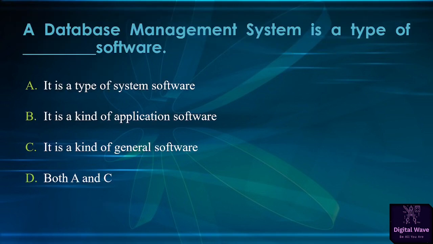Next question is, a database management system is a type of software. So, options available here: it is a type of system software, it is a kind of application software, it is a kind of general software, both A and C. So, the right answer will be, it is a type of system software.